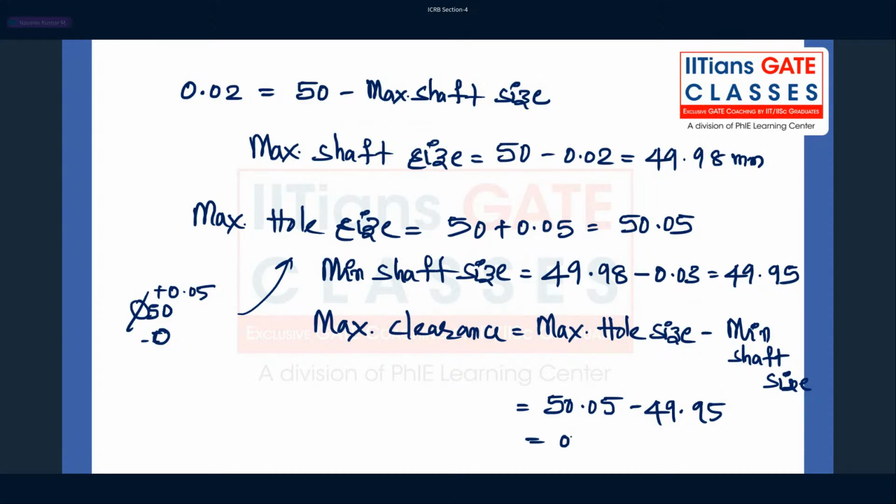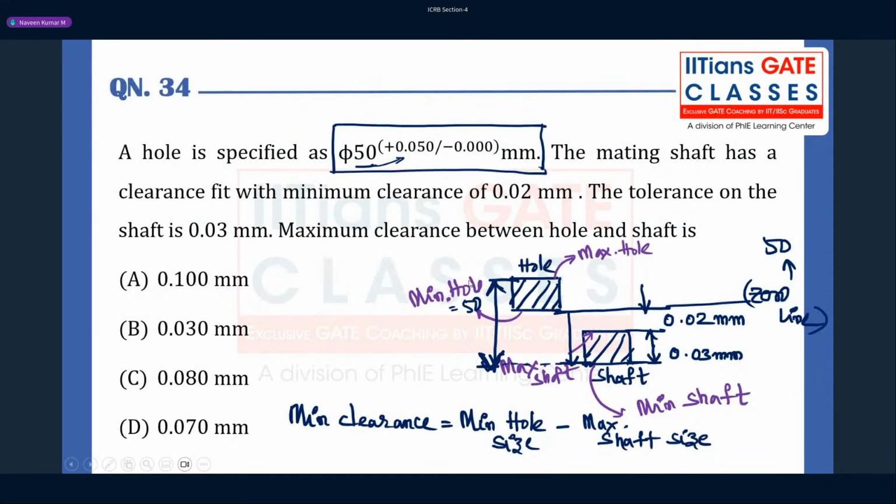50.05 minus 49.95 is 0.1 mm. So that is the answer, 0.1 mm. Hope you understood this clearance. So this is the max hole size, min hole size, min shaft size, maximum shaft size. Like that we'll be able to find the value that is asked. It is a little tricky, so do not make any mistake with the calculations. Okay, good.